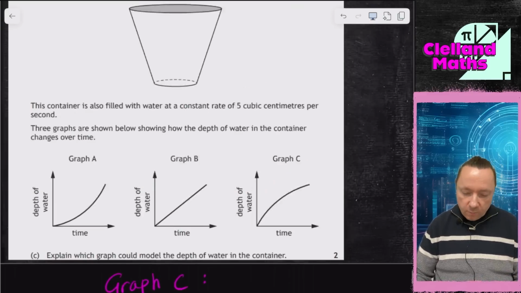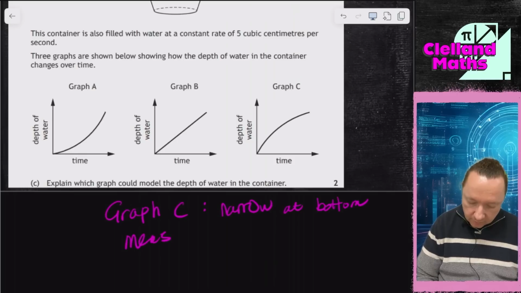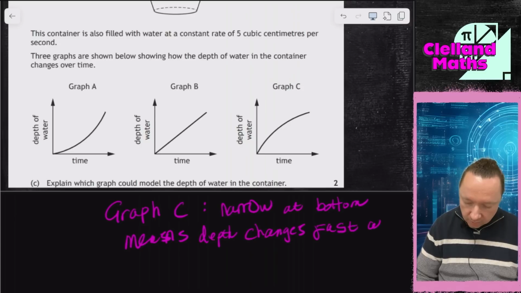So how could we say that? Well, we could say that narrow at bottom means depth changes fast at start and slower as container fills.